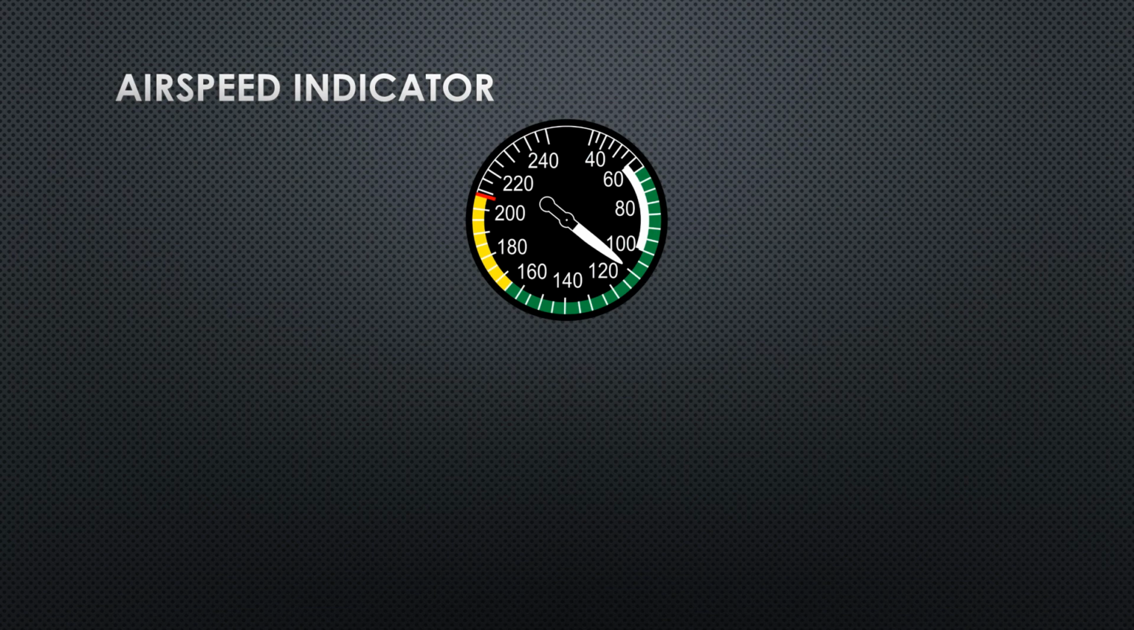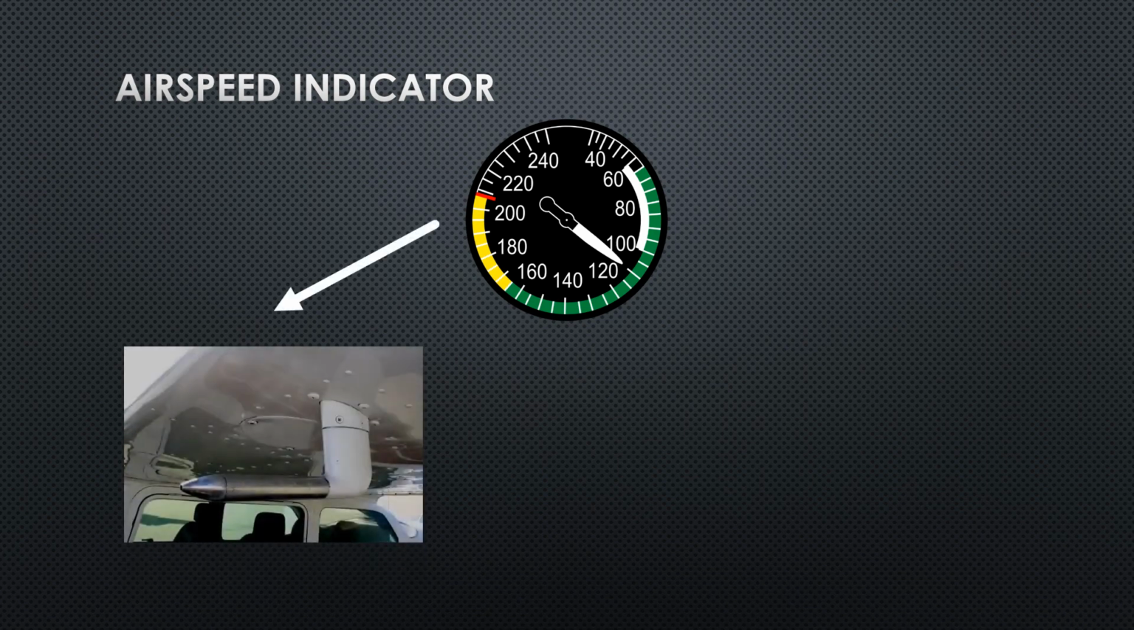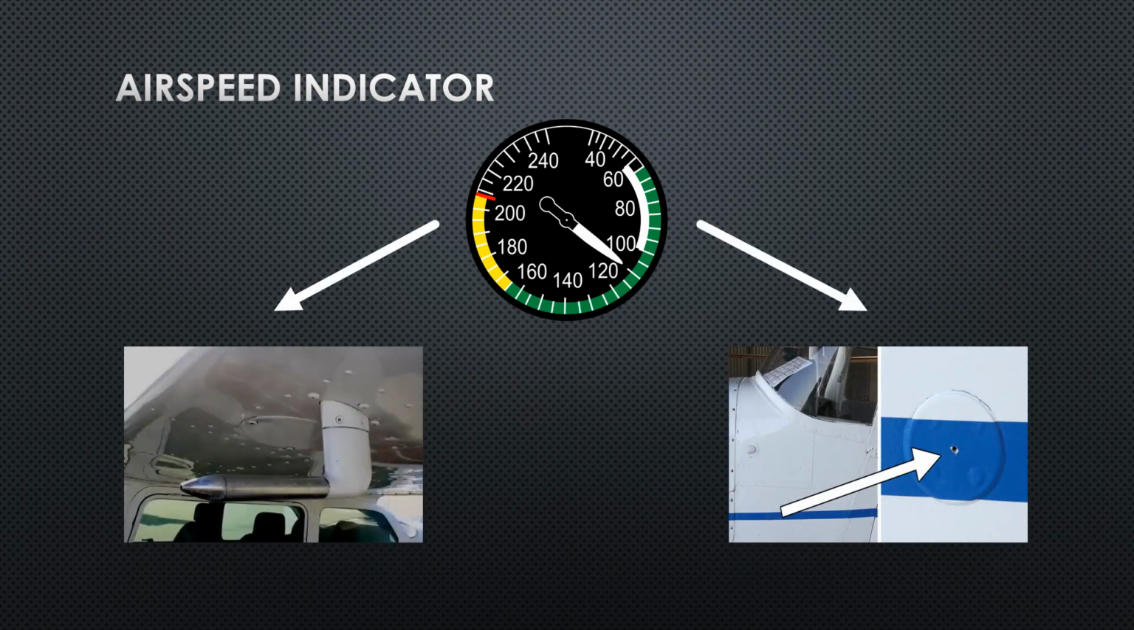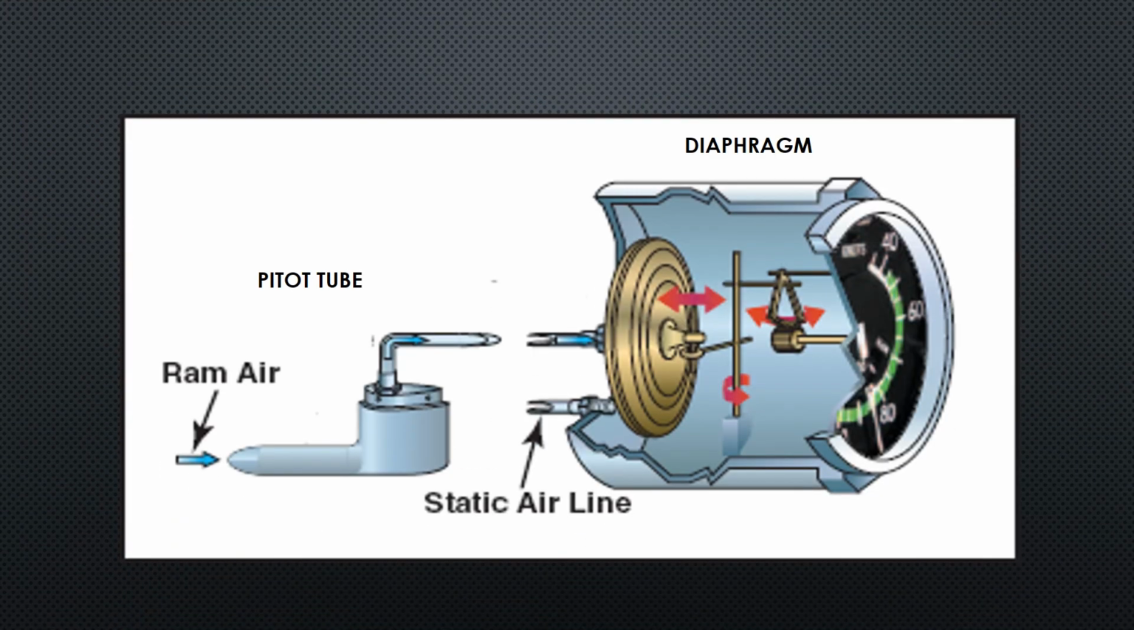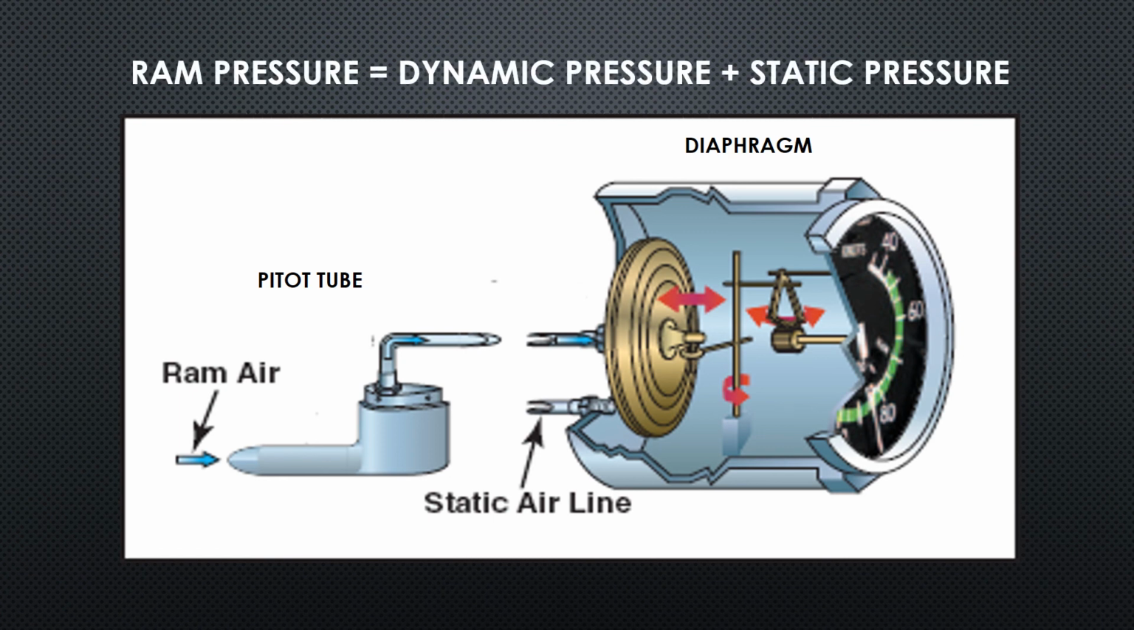The airspeed indicator is also a differential pressure instrument, but it is the only instrument that utilizes both pitot tube and static port. The airspeed is measured in nautical miles per hour or knots in short. The ram pressure that enters the pitot tube is the dynamic pressure plus the static pressure. In order to not receive different airspeeds in different altitudes, the static pressure needs to be cancelled out.